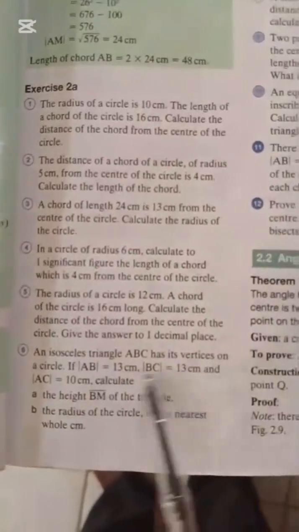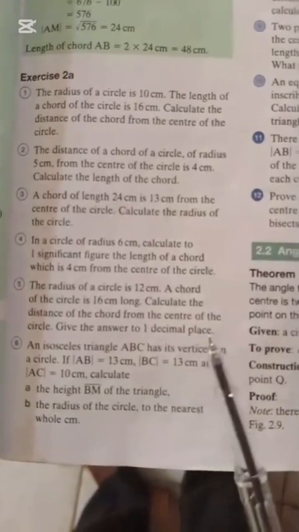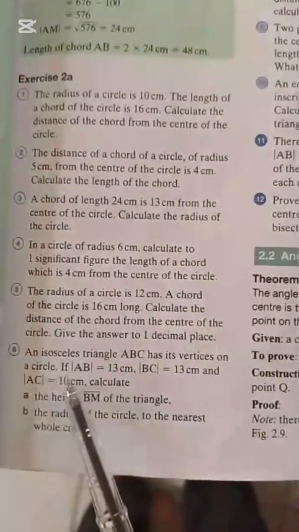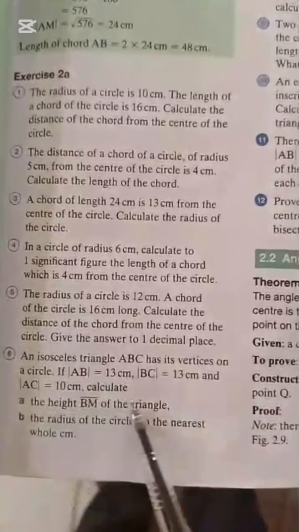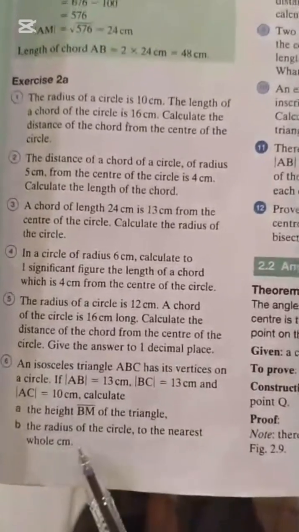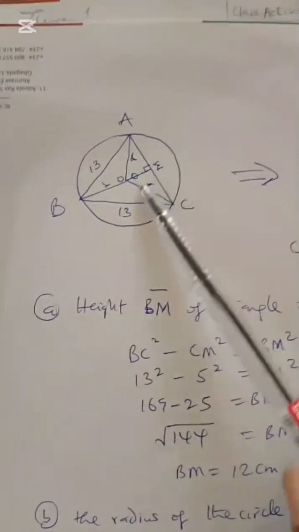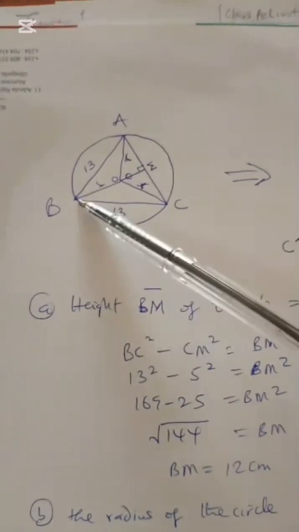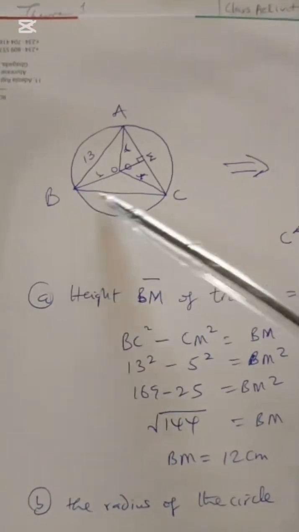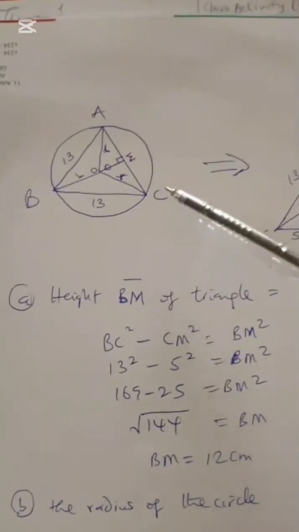Question 6 says an isosceles triangle ABC has its vertices on a circle. If AB is equal to 13 centimeters, BC is equal to 13 centimeters, and AC is equal to 10 centimeters, calculate A, the height BM of the triangle, and B, the radius of the circle to the nearest whole centimeter. The diagram for that question is something like this. We're told that AB is 13 centimeters, BC is 13 centimeters, and AC is 10 centimeters.